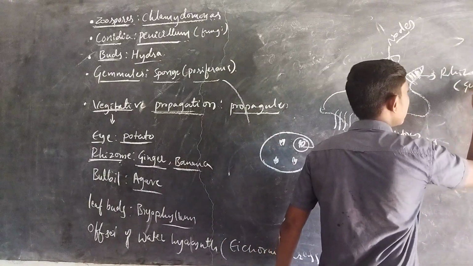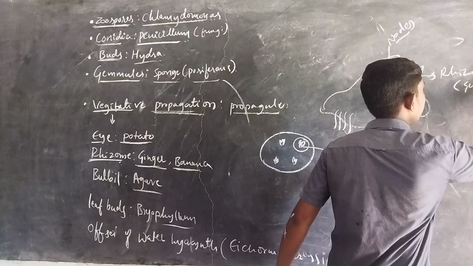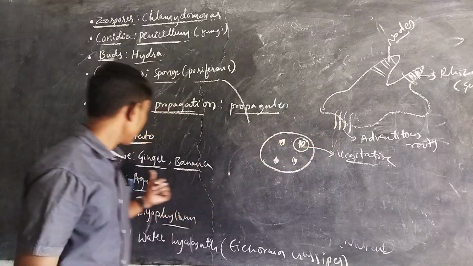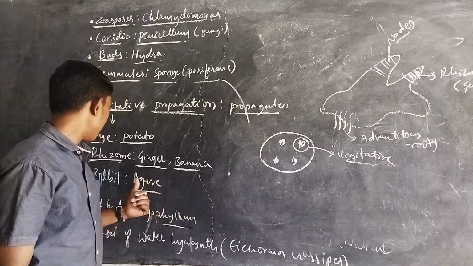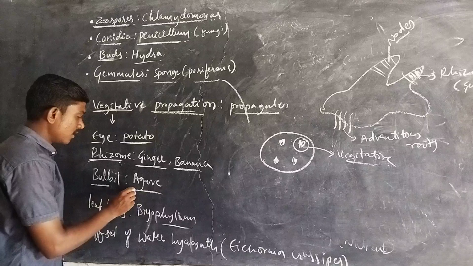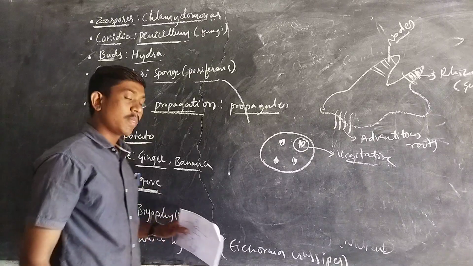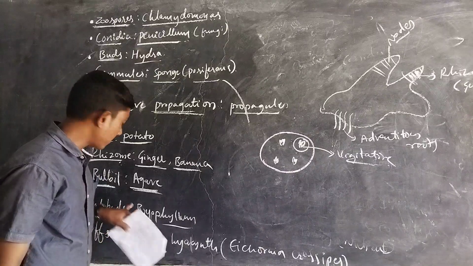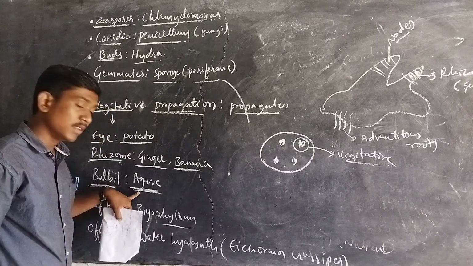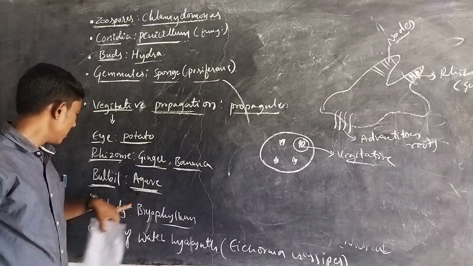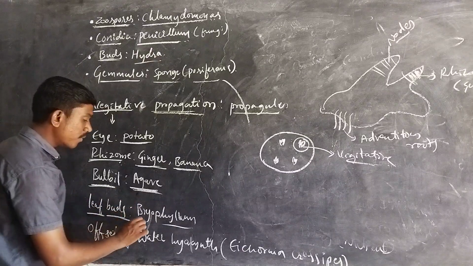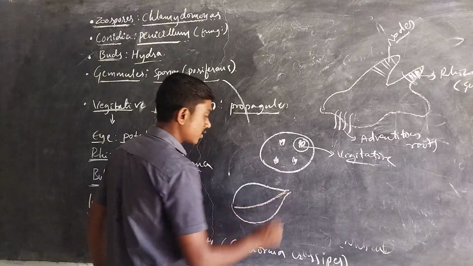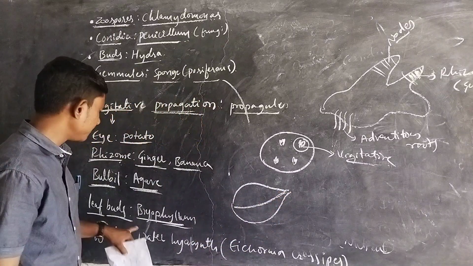They have germination capacity in ginger as well as banana. And the next one is the bulbil in the case of agave. In the agave plant, the structure is known as the bulbil. The bulbil helps in the asexual mode of reproduction. And the next one is the leaf buds in the case of bryophyllum. Bryophyllum plants exhibit asexual reproduction just by the structure of the leaf buds.